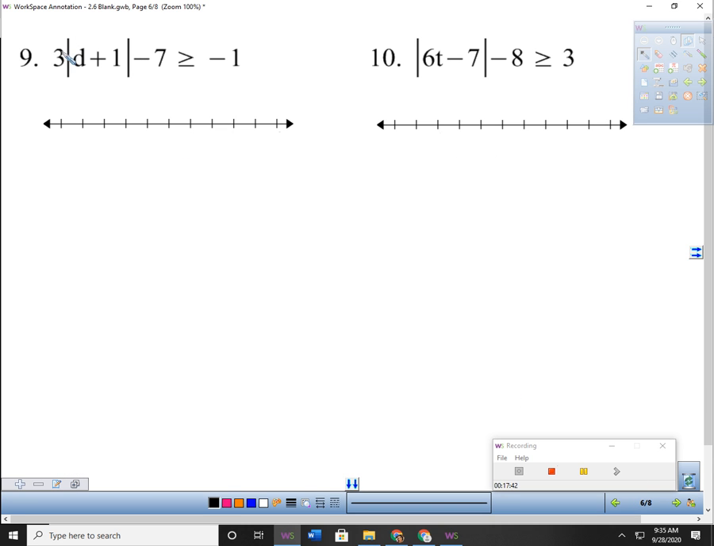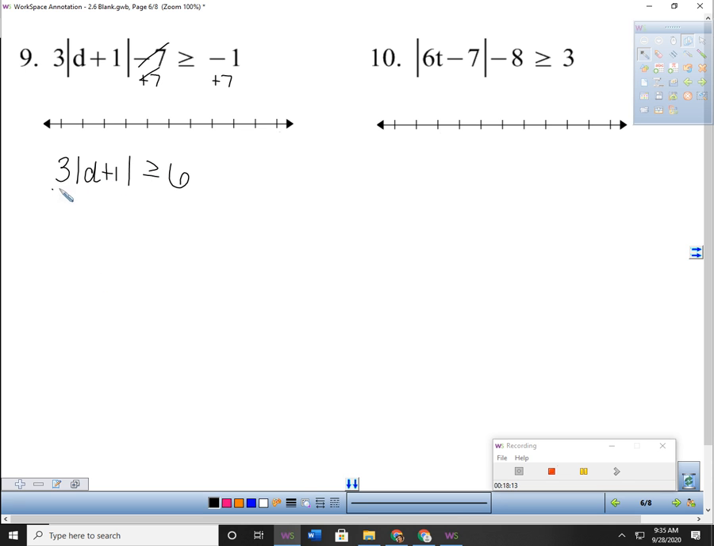Alright, number 9. If I look up here, on the outside of my absolute value, I have a 3 that I'm multiplying, and a minus 7. So I'm going to go ahead and add the 7. Exhibit A, we didn't want to make that assumption yet, did we? Because now I'm not going to have a negative over there. So that gives me 3 times the absolute value of d plus 1 is greater than or equal to 6.